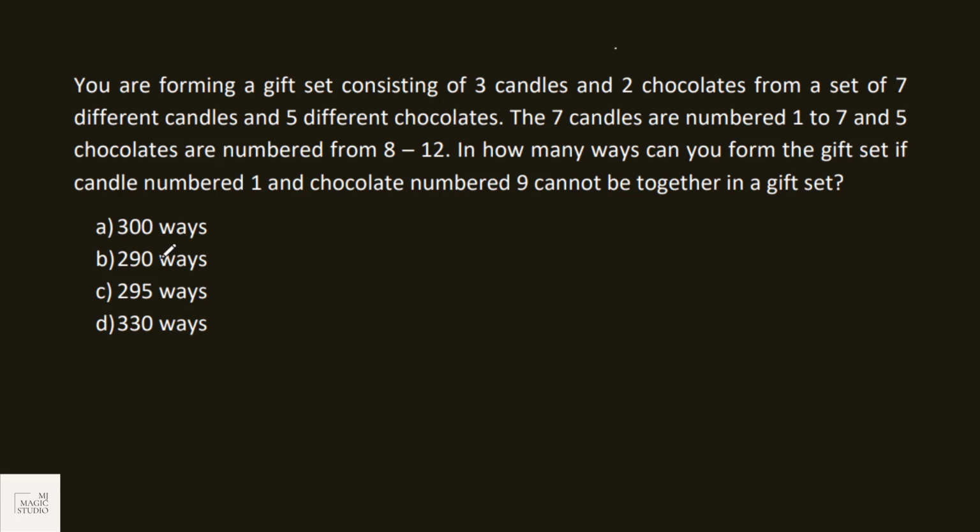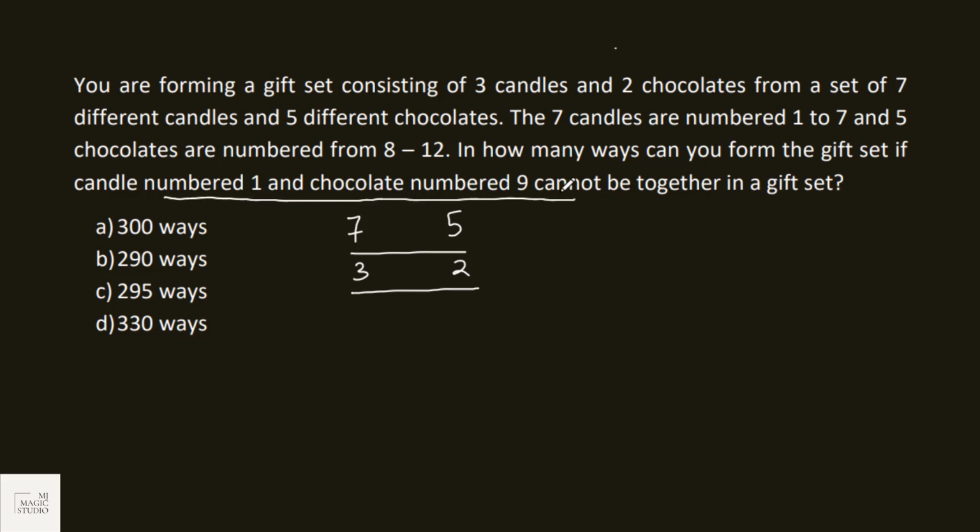This is one of the prototypes which is one of my favorite from combination. You are forming a gift set consisting of 3 candles and 2 chocolates. From a set of 7 candles and 5 chocolates, we require 3 and 2. The 7 candles are numbered 1 to 7 and 5 chocolates are numbered from 8 to 12. In how many ways can you form the gift set if candle number 1 and chocolate number 9 cannot be together in a gift set?